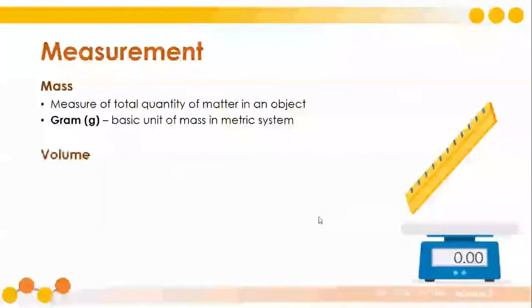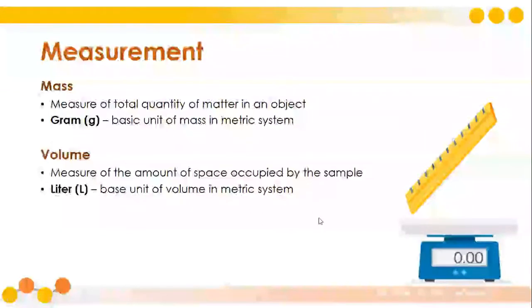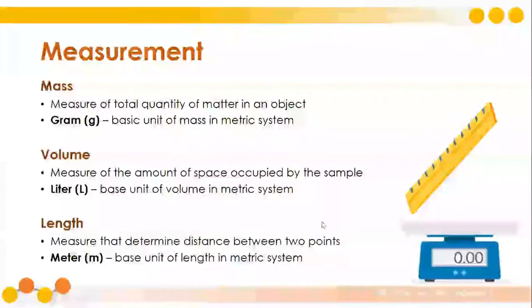So let's define the common measurements used in chemistry. We usually talk about mass. What is mass? Mass is the measure of the total quantity of matter in an object. How much matter does it hold? Our unit of measurement here is grams, with the unit symbol small letter g. This is the basic unit of mass in the metric system.